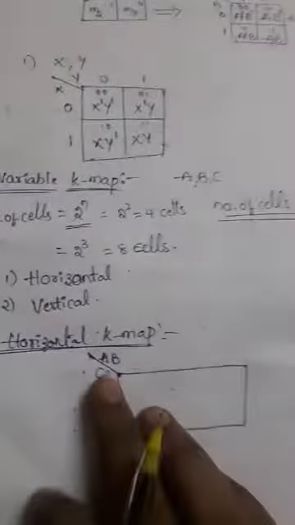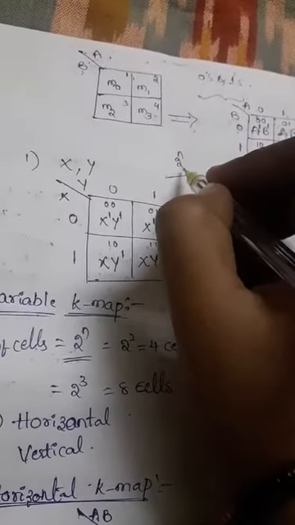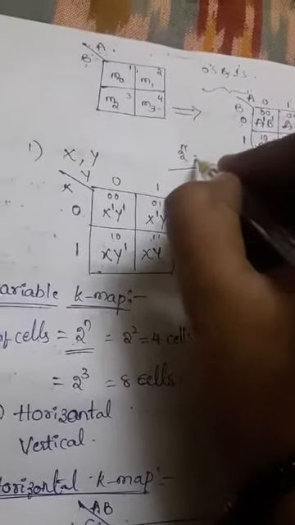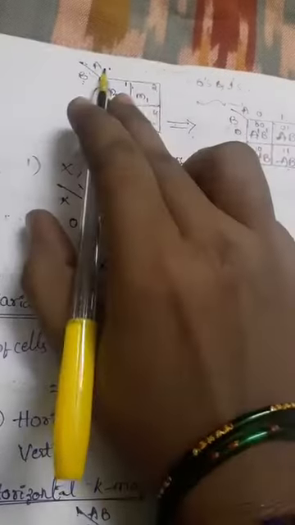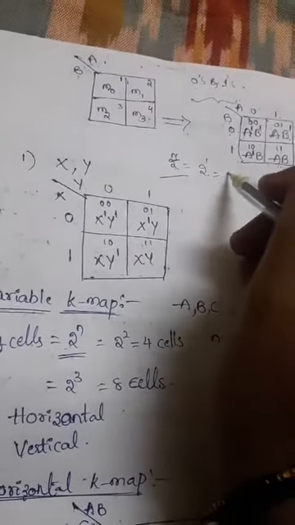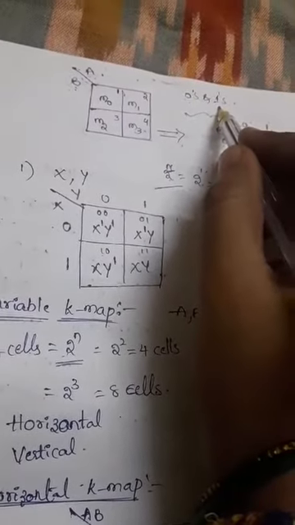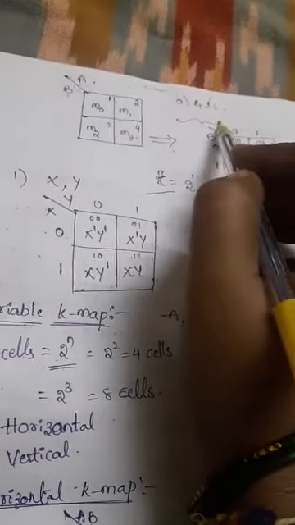For this one variable at the row side, how many possibilities are we taking for a single variable? That is 2 power 1. What is the formula for the number of combinations? That is 2 power n, where n is the number of inputs, that means the number of variables. Just substitute here. At the side we have a single variable, so 2 power 1, we get two combinations, represented in binary as zeros and ones.